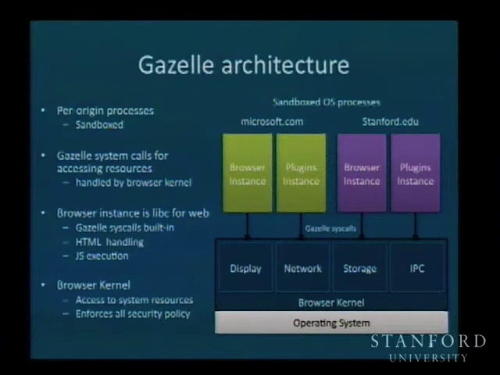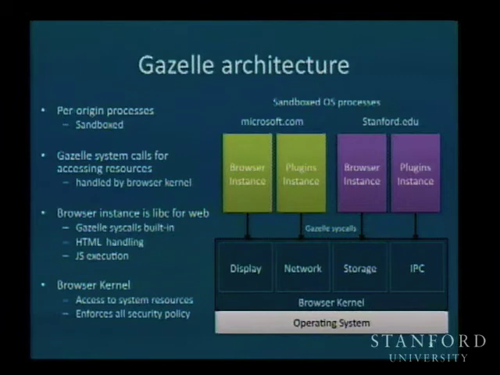And these instances interact with the underlying browser kernel through a set of Gazelle system calls. The browser instance that you see up here is what we call kind of the libc for the web. What it's doing is masking the system calls from the JavaScript and the HTML that's running on top. So the libraries, the libc for the web, have been modified such that they make calls into the Gazelle browser kernel whenever they need to manage resources or interact with the underlying resources. And so it's masked from the web application.